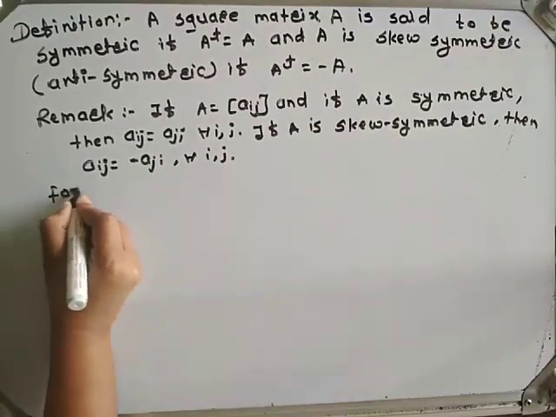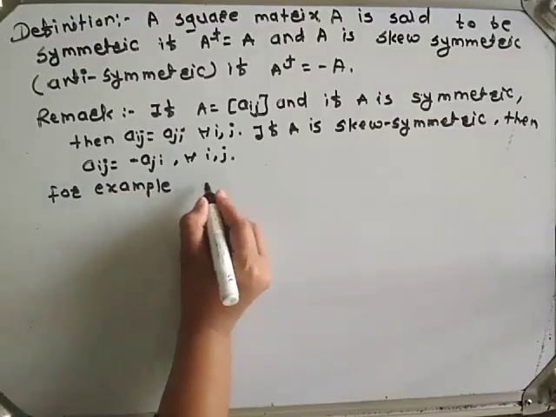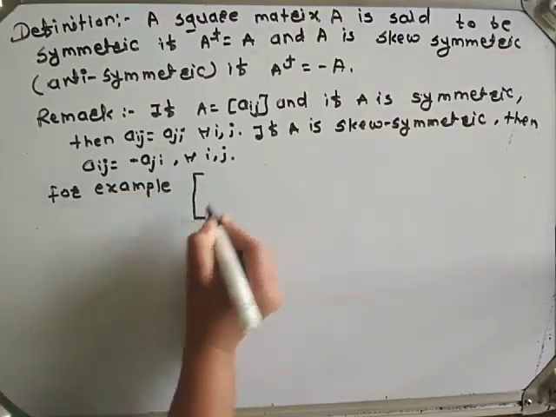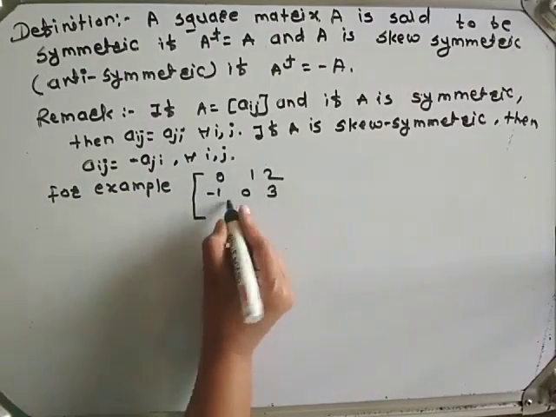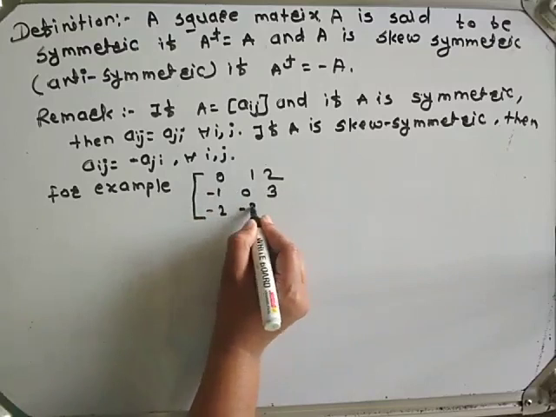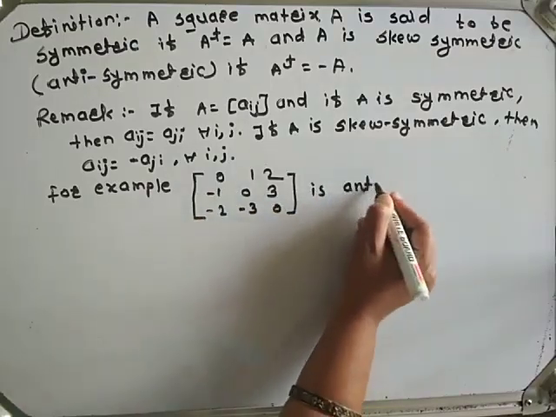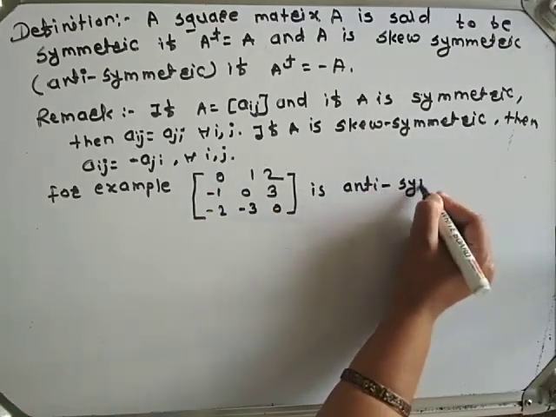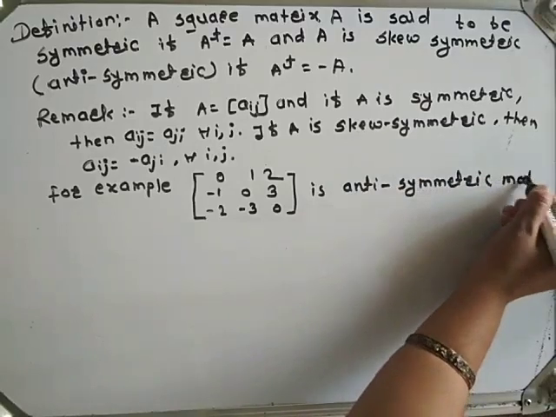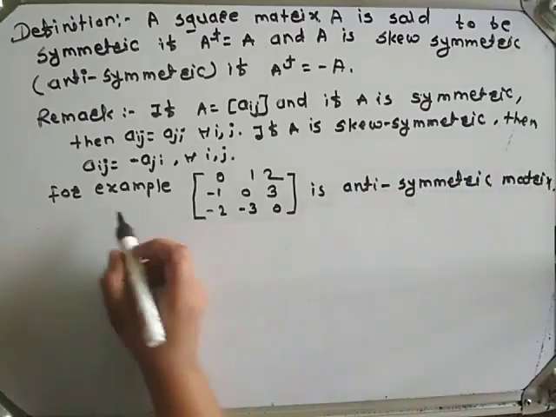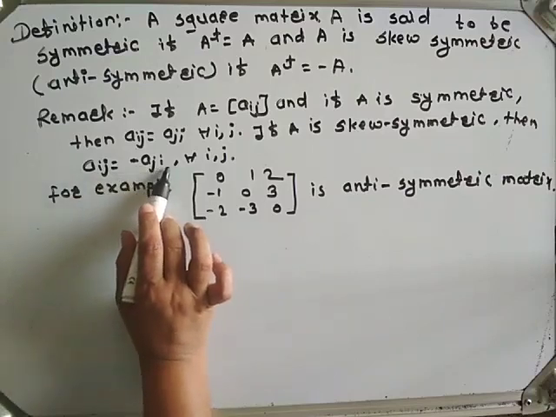For example, the matrix 0, 1, 2, minus 1, 0, 3, minus 2, minus 3, 0 is an antisymmetric matrix, since each Aij is equal to minus Aji.